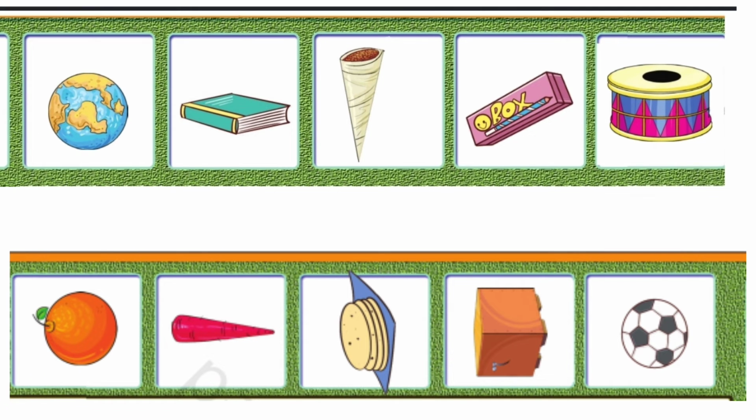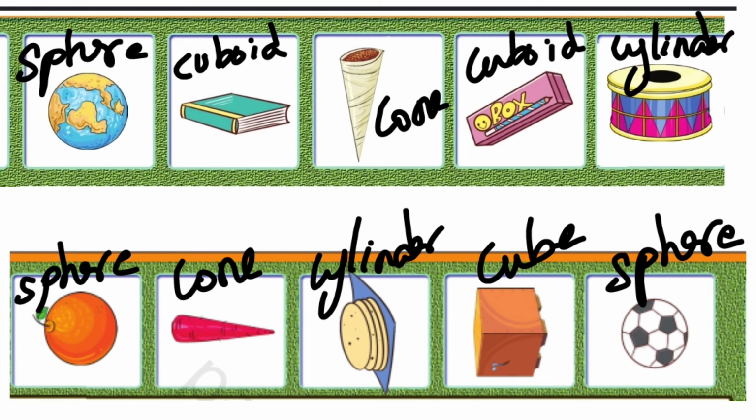So now we are given different types of pictures, and let's identify these shapes. Okay. So we have the first image as a globe, which is sphere shape, a book, cuboid shape, ice cream, cone shape, pencil box, cuboid shape, and a drum, cylinder shape, orange, sphere shape, radish, cone shape. Then we have a chapati, cylinder, and then a music box with cube shape and a ball in sphere shape.